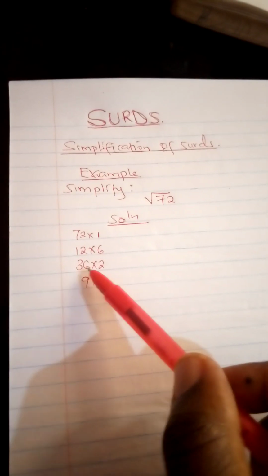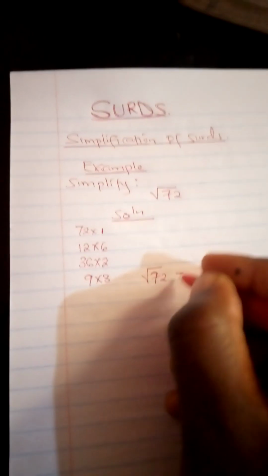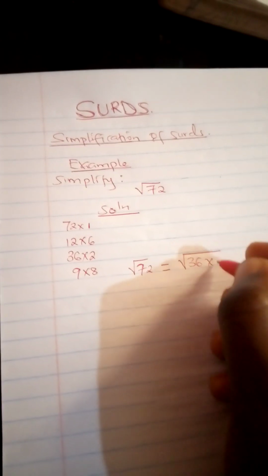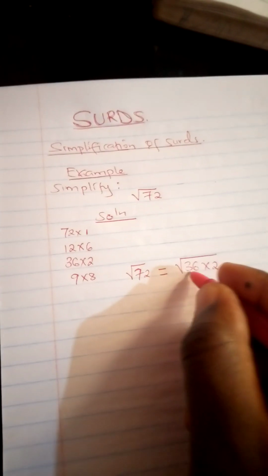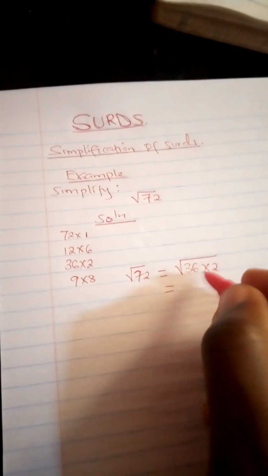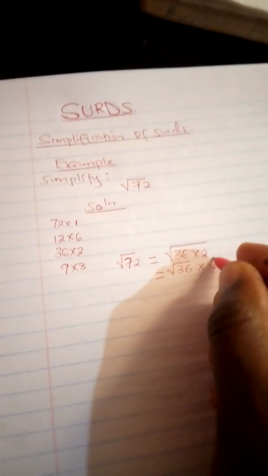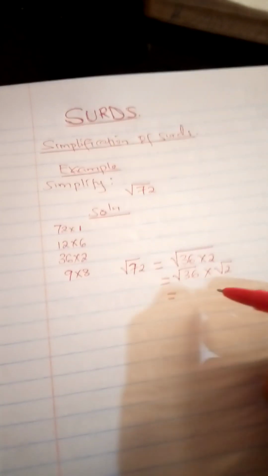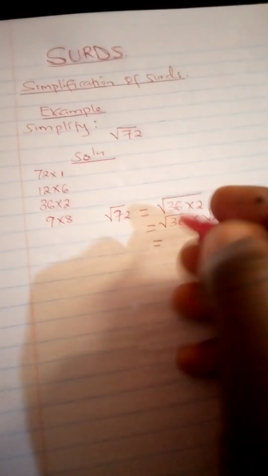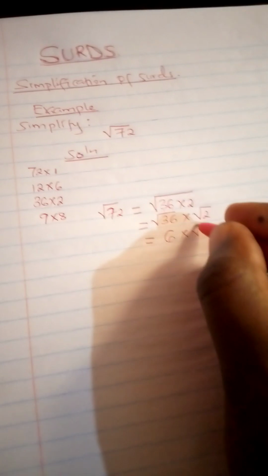In this case, we will go with that 36, so that root 72 is equivalent to root of 36 multiplied by 2. Now if we separate the two numbers, because we have a sign of multiplication, this can be written as root 36 times root 2. From there, the square root of 36 is 6. But we don't have a square root of 2, so we just multiply by the square root of 2.